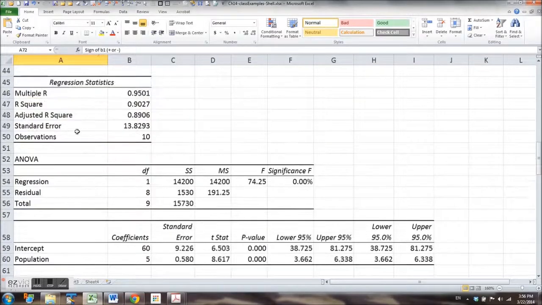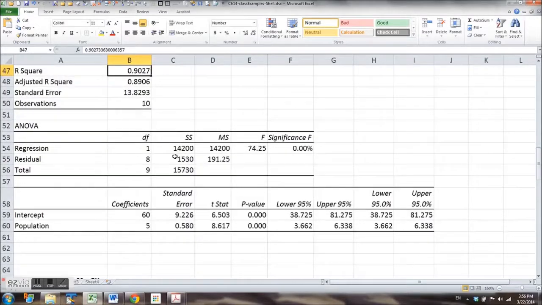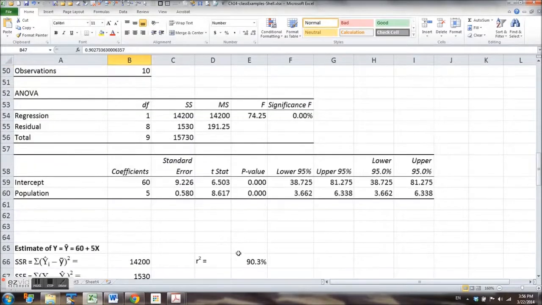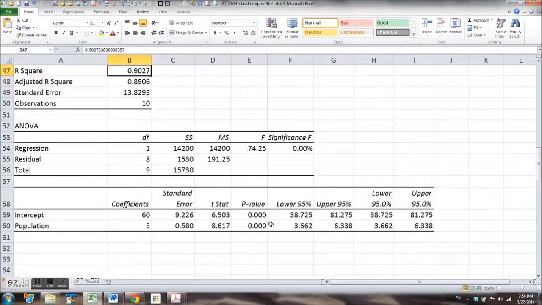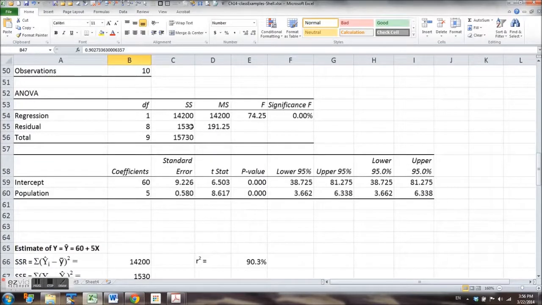Now let's also look at the first table, and here there are several pieces of information displayed, of which one is R squared. We'll look at multiple R and adjusted R squared later on. So this R squared is the same as what we found, as you can see. So we can get the R squared value from this table also.